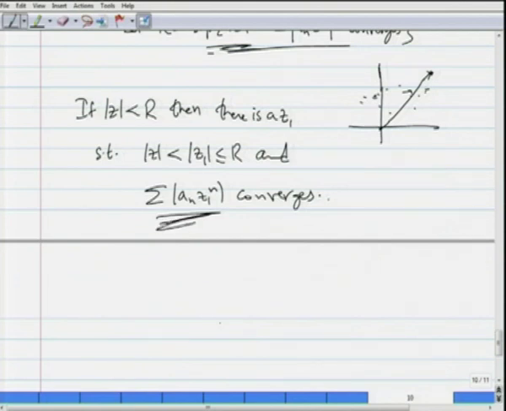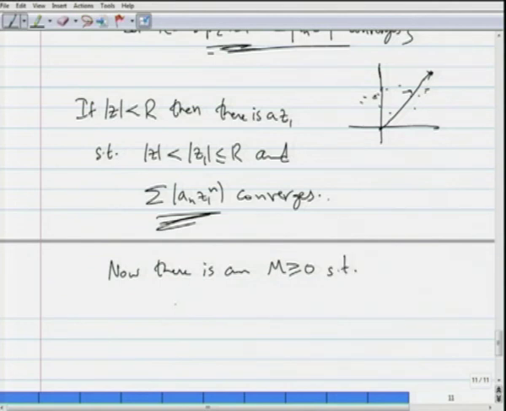So, for this series here, we can say that now there is an M greater than or equal to 0 such that the nth term of this series is less than or equal to M for every positive integer n, or for every n greater than or equal to 0. This comes from the property that I have listed earlier for series.